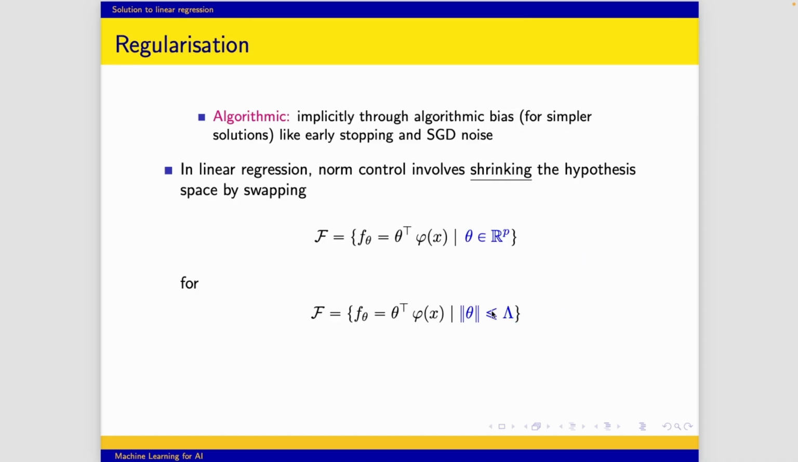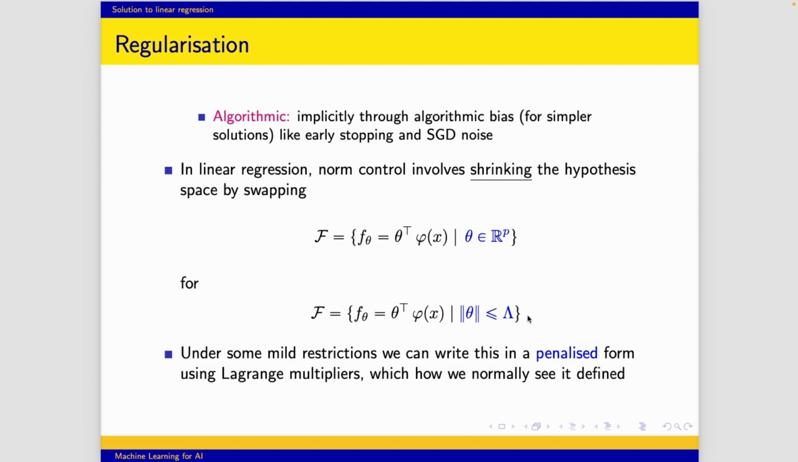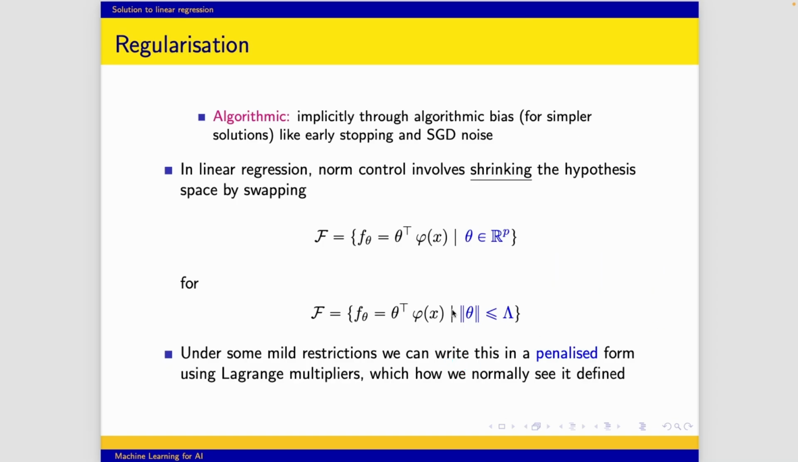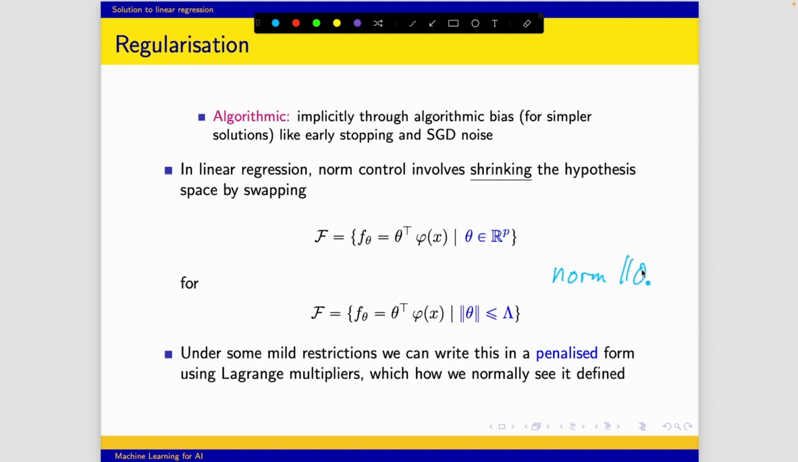Now, this, as we know, will be the same as restricting the L2 norm of theta. I've just shown that this is the same or equivalent to restricting the L2 norm of f theta, L2 p of x. So it's the same thing. Now, this problem here, which we can call norm control, so we're controlling the norm of f theta, or equivalently, the norm of theta, we're controlling this to force it to lie inside this ball here.